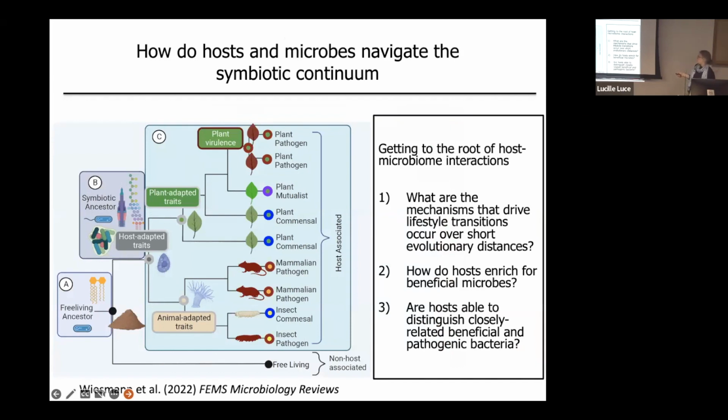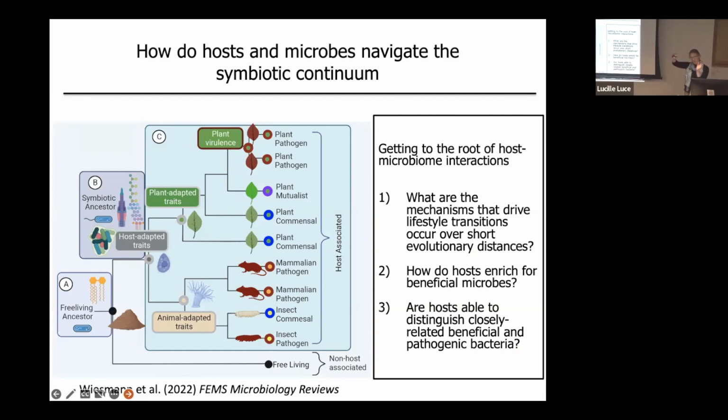Okay, so I've told you two stories. One, that bacteria can transition over short evolutionary distances, and then that plants can generally enrich for Pseudomonas that results in benefit. These two things are kind of, even in the lab, a little bit at odds with each other, right?